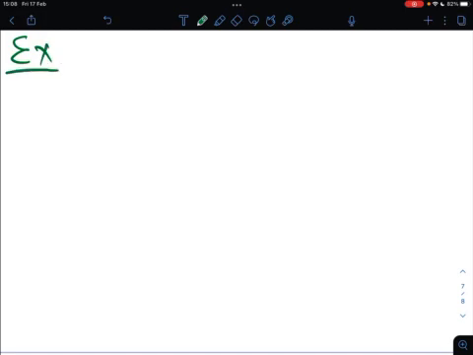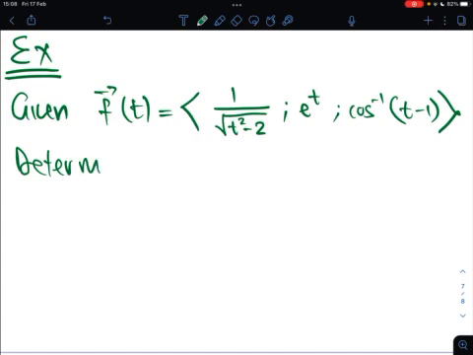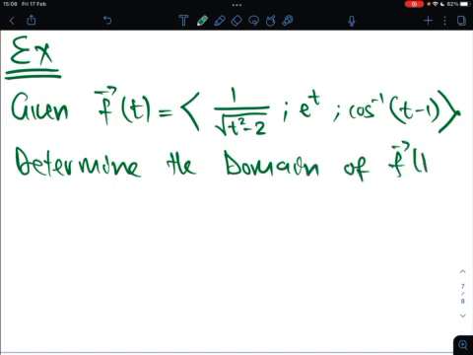So this is a three-dimensional problem now. Given the function f of t equal to 1 over root of t squared minus 2, e to t, then cosine of t minus 1, determine the domain of f(t). So how can we go about finding the domain of this kind of function?